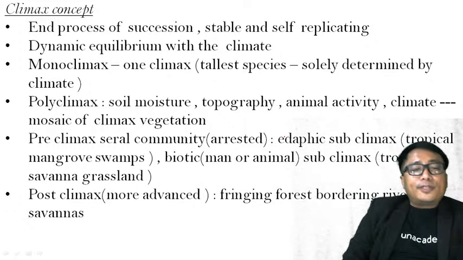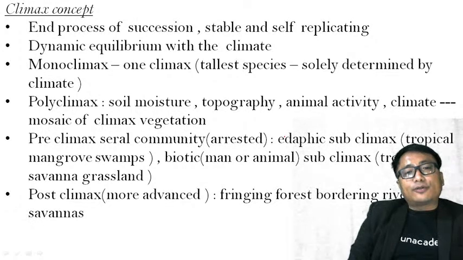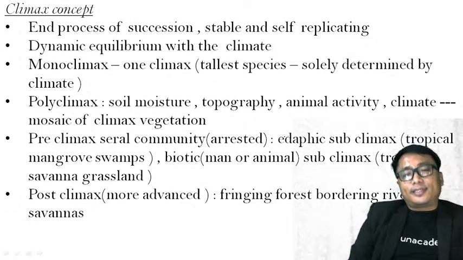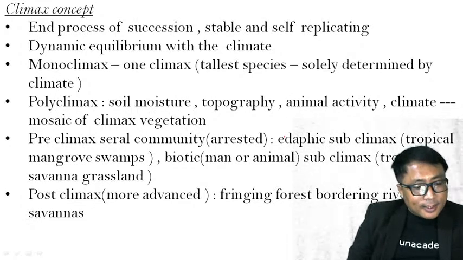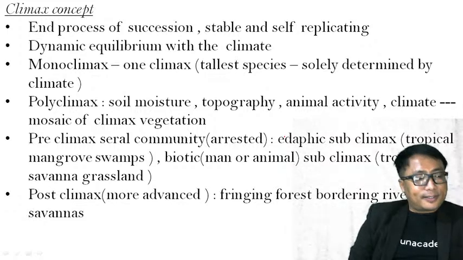What is the meaning of this monoclimax? If you have one climax, it is known as a monoclimax. Example, the tallest species in any kind of ecosystem or any kind of environment is solely determined by the climate. It is known as monoclimax. It is having only one climax.